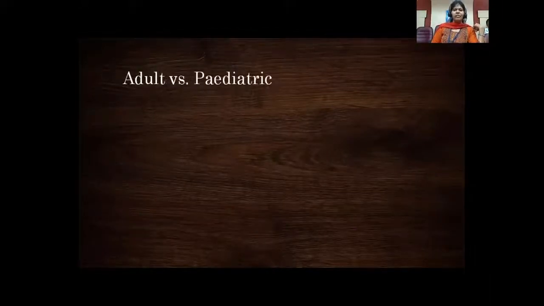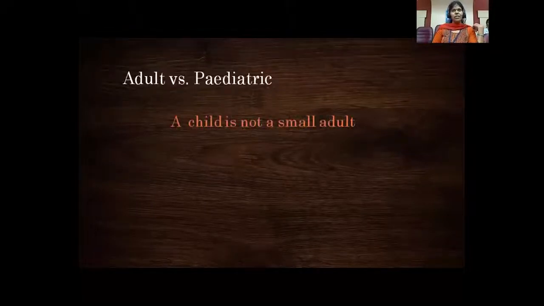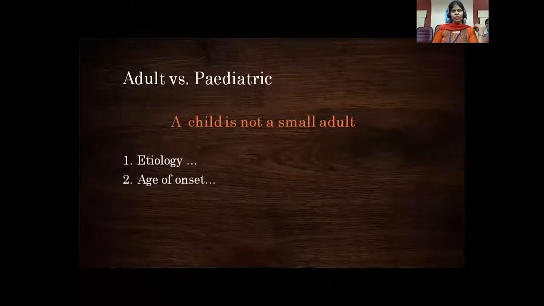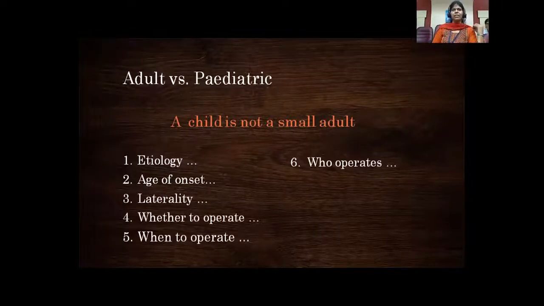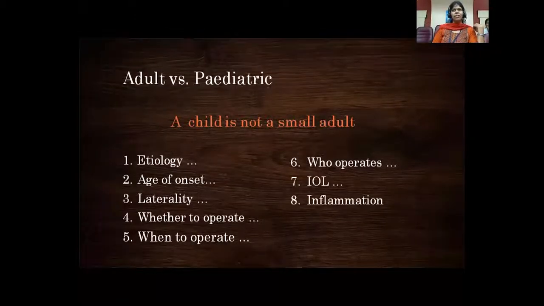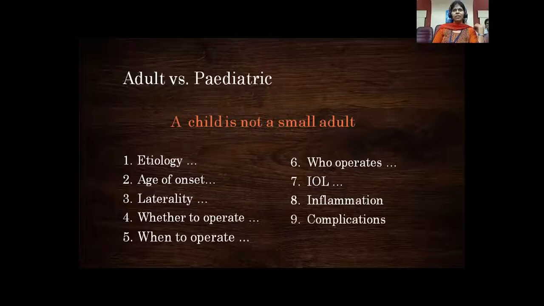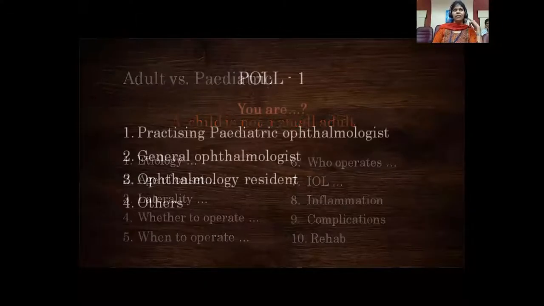So why pediatric cataract specifically? As we all know, adult and pediatric cataracts differ in almost every possible way. A child is not a small adult. Pediatric cataracts are different in etiology, the age of onset, and laterality matters in the way we manage. Whether to operate or not arises, when to operate, who operates, whether to put in an intraocular lens implantation or not, the inflammatory response the children's eyes may be exposed to, the complications that are faced which may be lifelong, and the rehabilitation which follows. So in all these ways, pediatric cataracts are different as compared to adult cataracts.